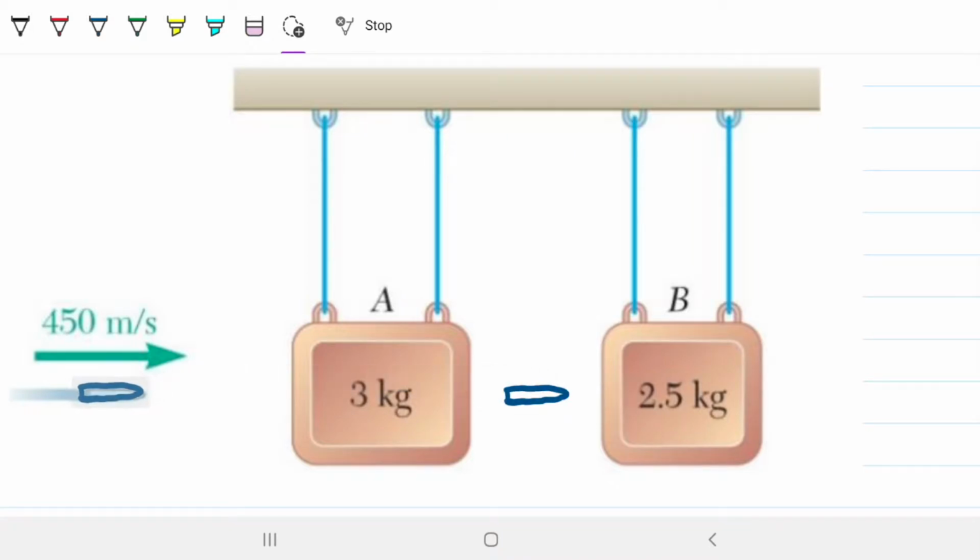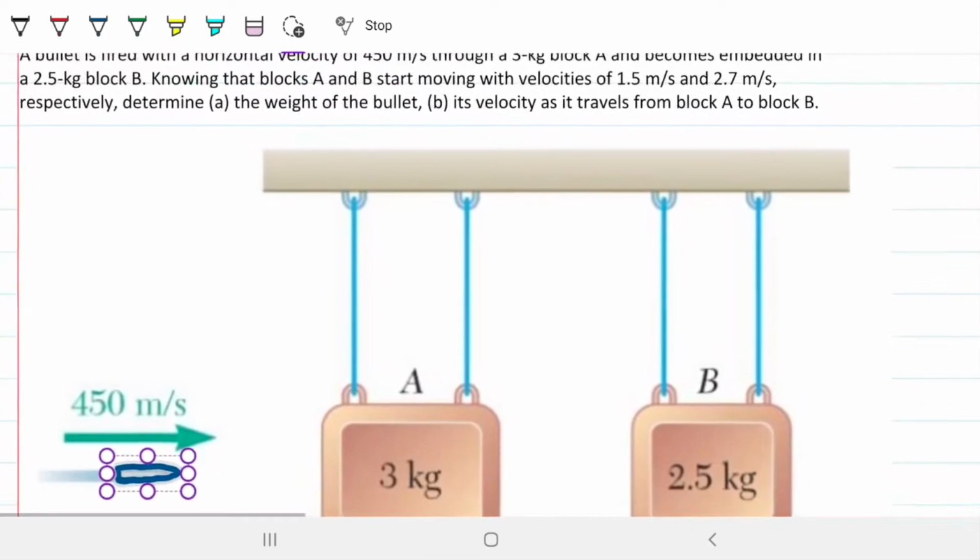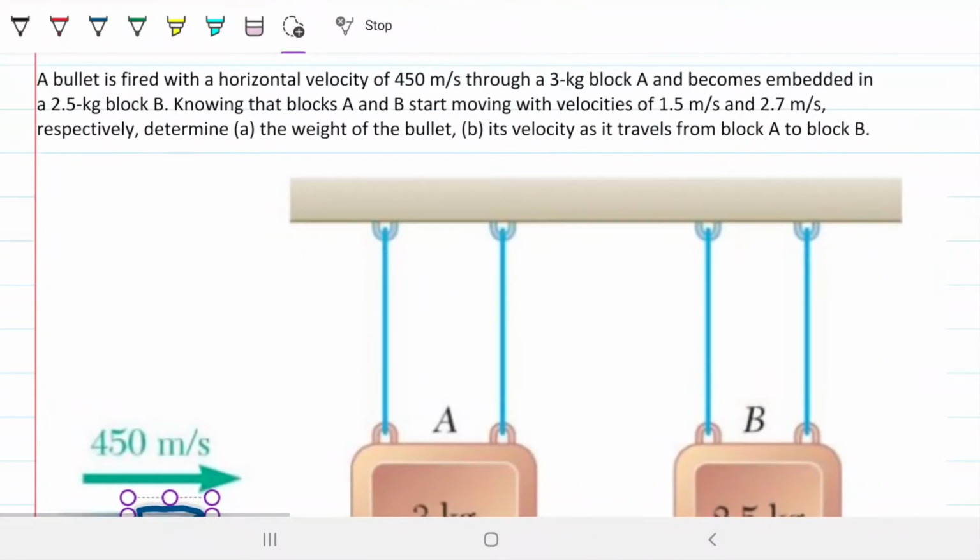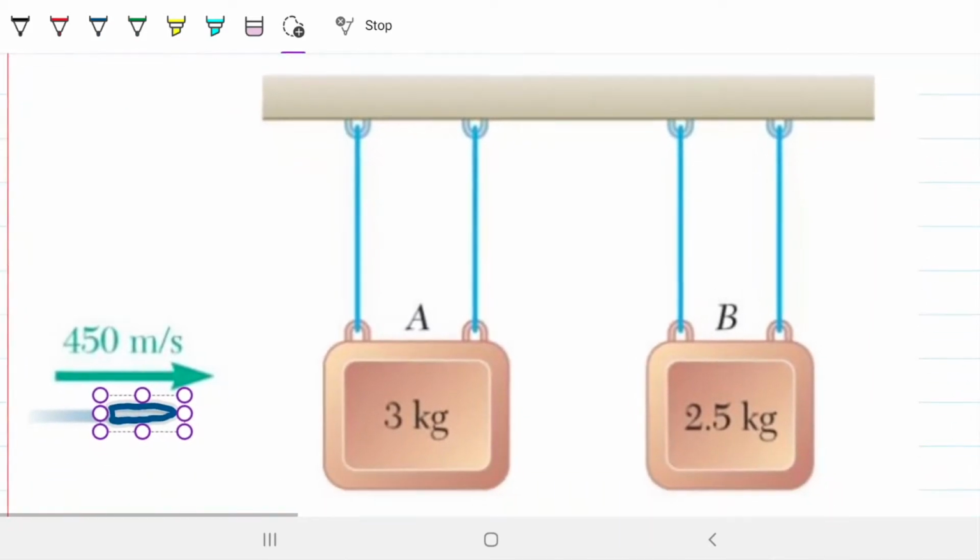So let's read the problem statement and do some analysis on this. A bullet is fired with a horizontal velocity of 450 meters per second through a 3 kilogram block A and becomes embedded in a 2.5 kilogram block B. Knowing that blocks A and B start moving with velocities of 1.5 and 2.7 meters per second respectively, determine the weight of the bullet and its velocity as it travels from block A to block B. Right, so what's the idea here?